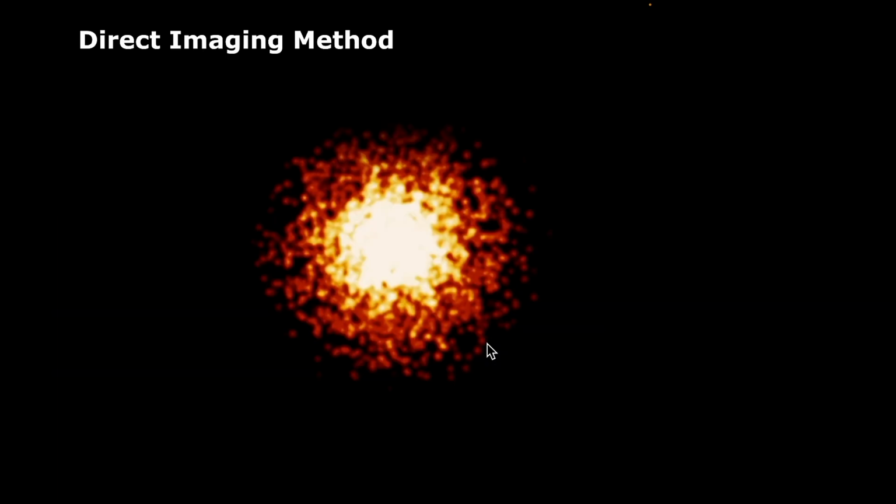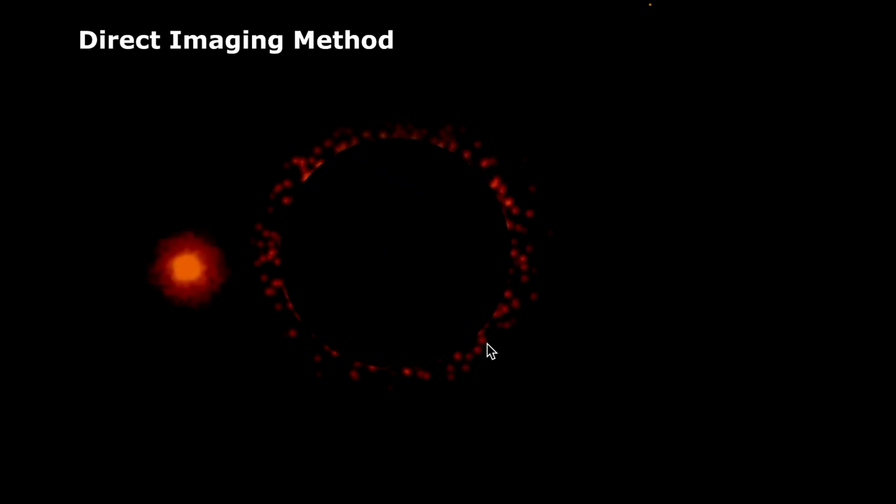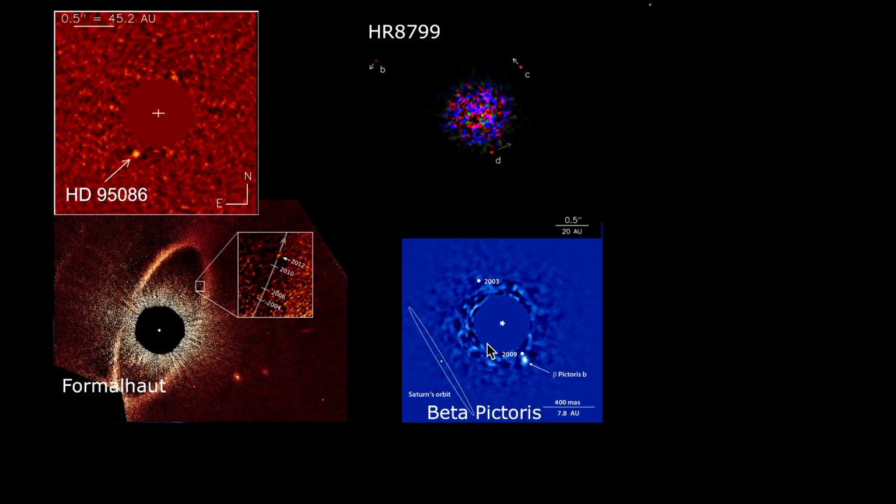All right, now we'll talk about direct imaging. Direct imaging is difficult because the star is so bright in comparison to the light from the adjacent planet. You need to remove the overwhelming glare from these stars. Here are some photographs of some directly imaged planets.